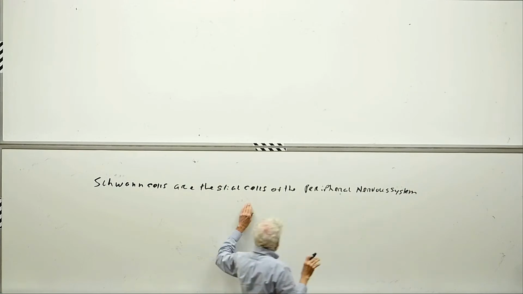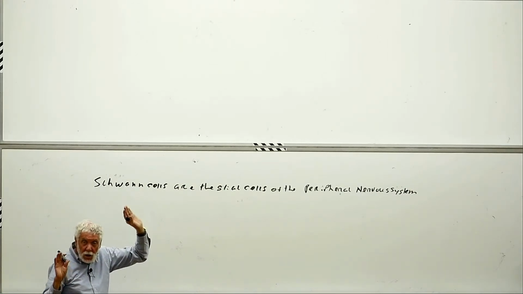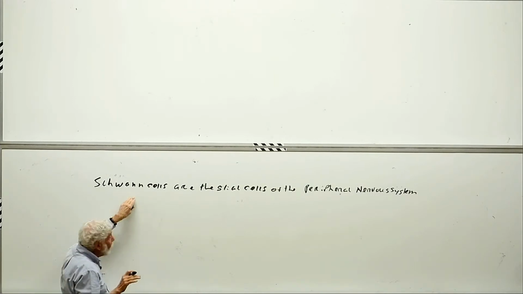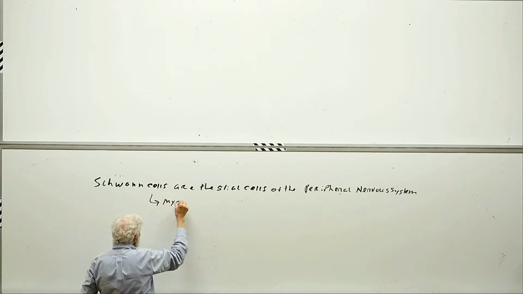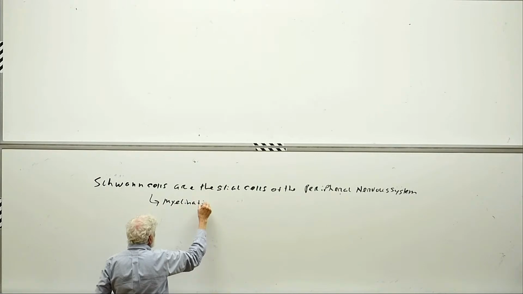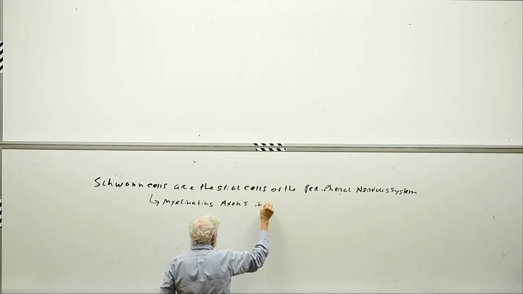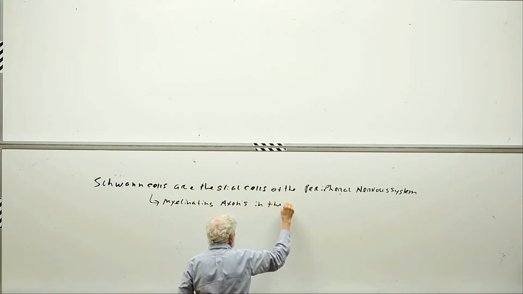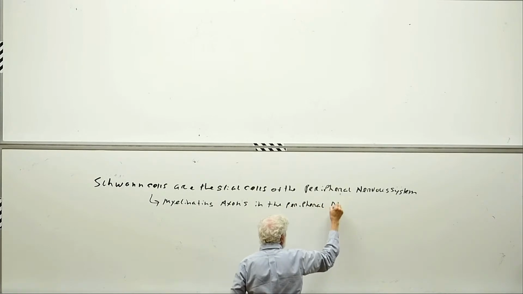So we're talking about neurons in the central nervous system, the brain and spinal cord. That's all astrocytes and oligodendrocytes. But here we're talking about the peripheral nervous system. And these Schwann cells play the role of myelinating axons in the peripheral nervous system.